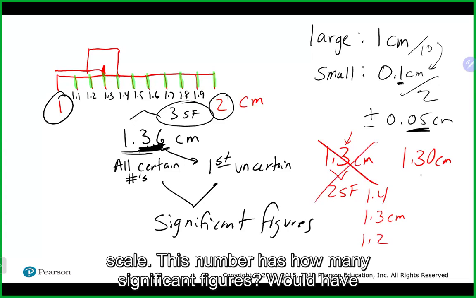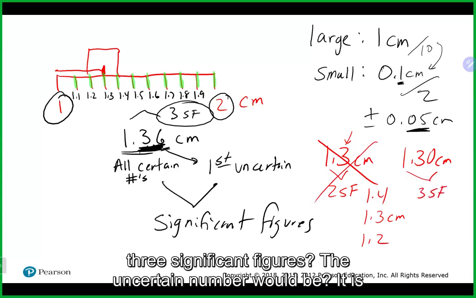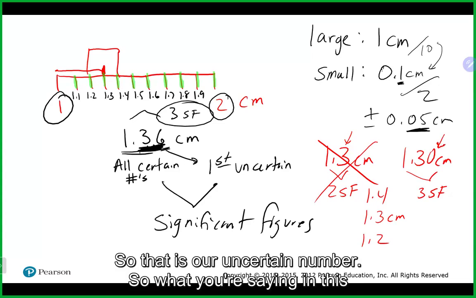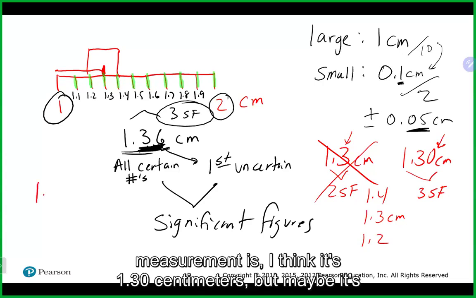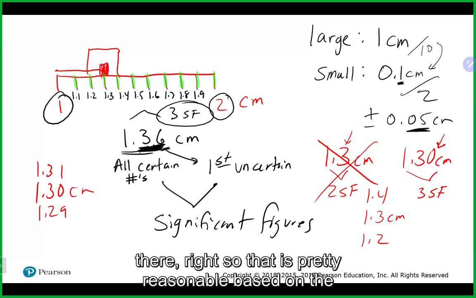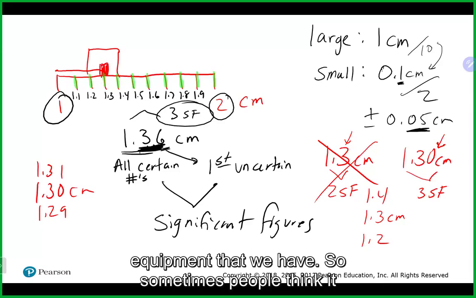This number has how many significant figures? It would have 3 significant figures. The uncertain number would be? It is the 0. It is always the last significant figure, right? So that is our uncertain number. So what you're saying in this measurement is, I think it's 1.30 centimeters, but maybe it's 1.29, maybe it's 1.31. That is pretty reasonable based on the equipment that we have.